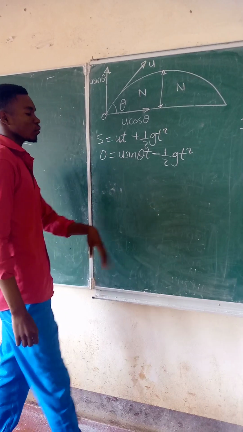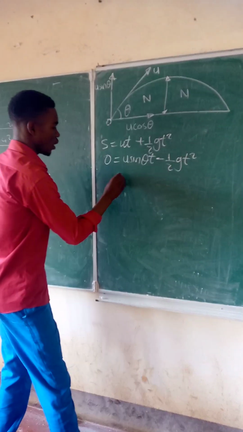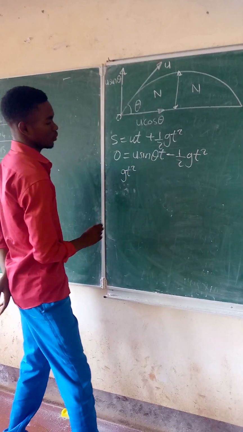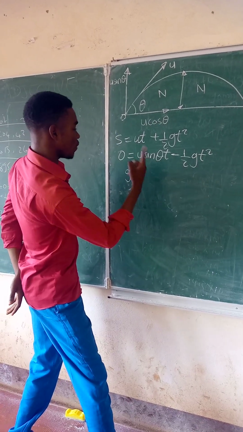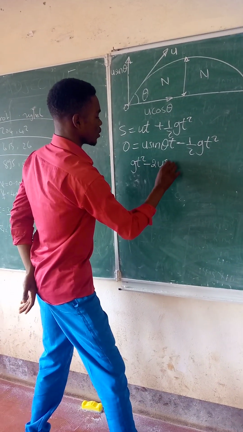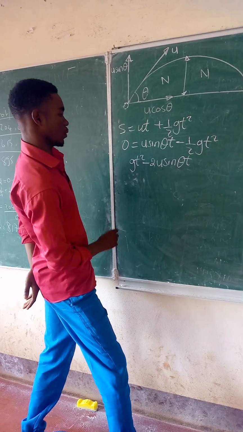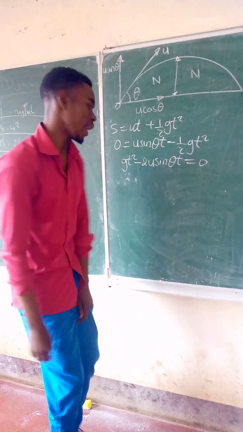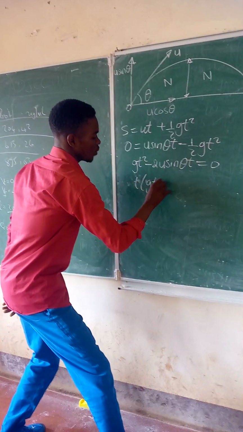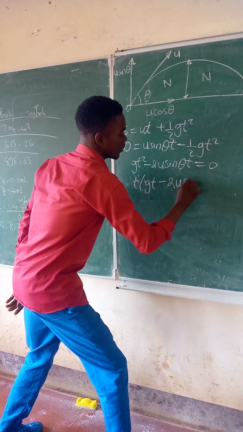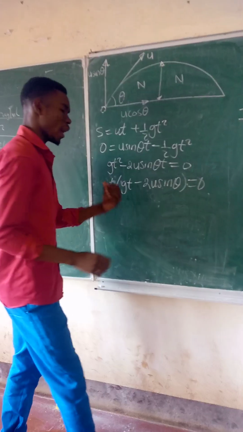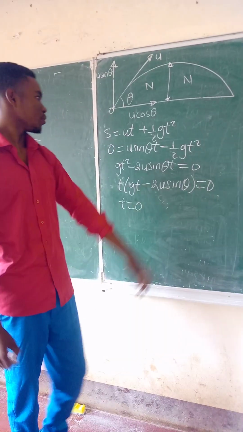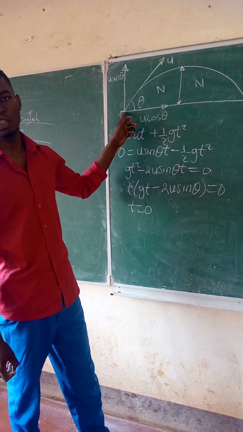This is quadratic. If I set everything to one side and multiply all through by 2, I'm going to have gt squared minus 2u sine theta t equal to 0. So in this case, I'm going to factor out the time t. So I'm going to have t into gt minus 2u sine theta equal to 0. So I have my first time t equal to 0. This t equals 0 means that the projectile is still at its initial position.